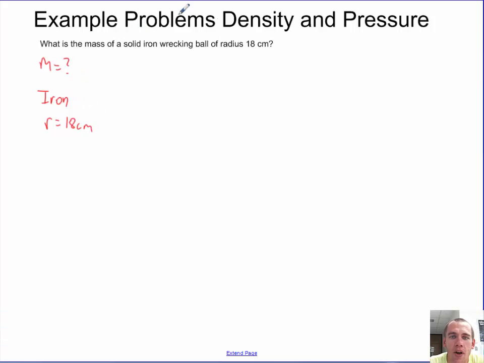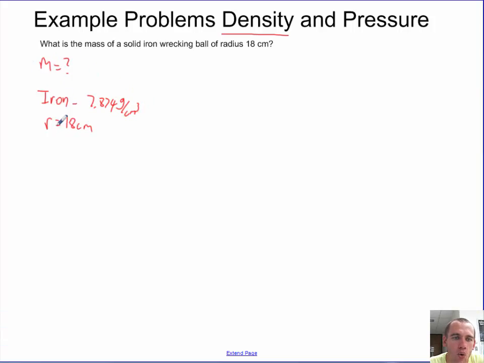Now, density is an intrinsic characteristic property of matter. Every element has its own specific density. So we can just go to a table of densities and look up the density of iron. If I do a quick Google search for the density of iron, I see that it is 7.874 grams per cubic centimeter.